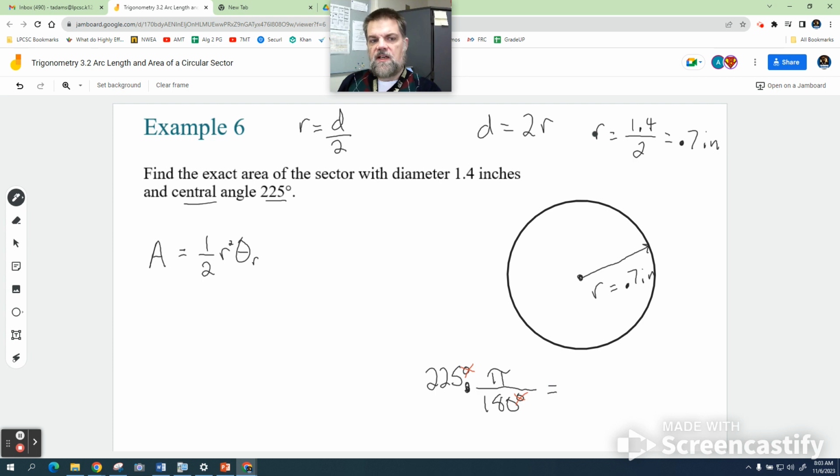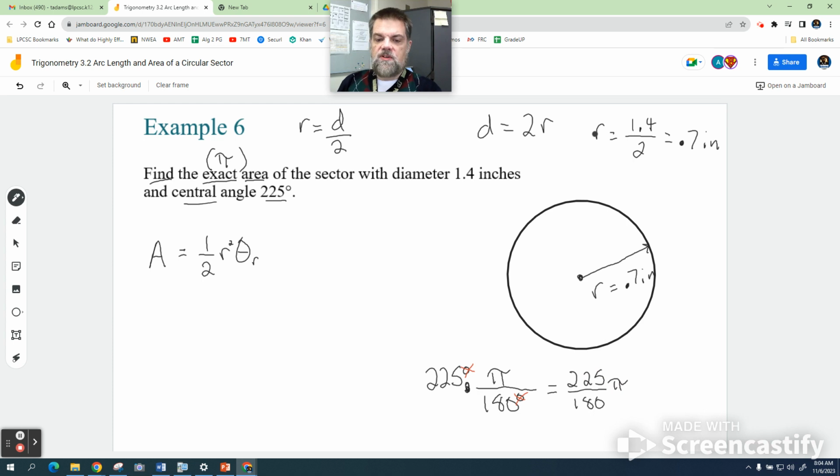And so it says find the exact area. It doesn't say round to the nearest decimal. It doesn't say the approximate value or anything like that. It says the exact. So whenever you see the word exact, that means you're probably going to have pi in the answer. So we just leave it like that. So that means that I'm going to have 225 over 180 times pi.